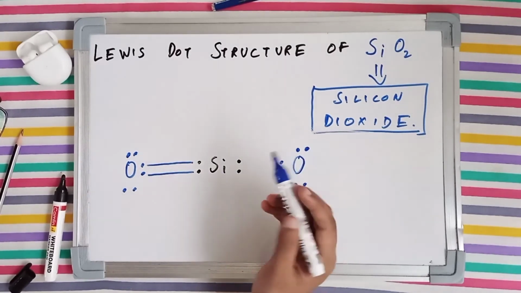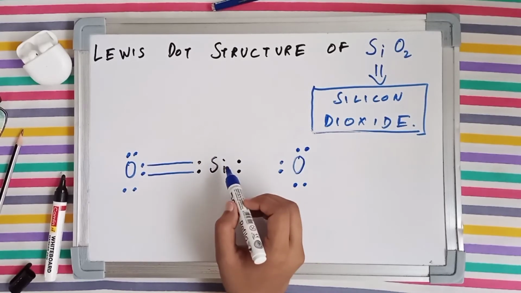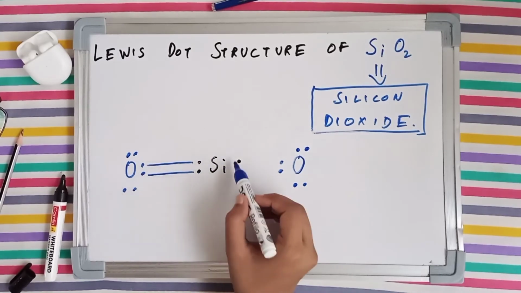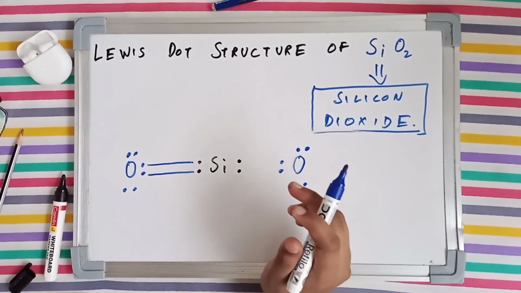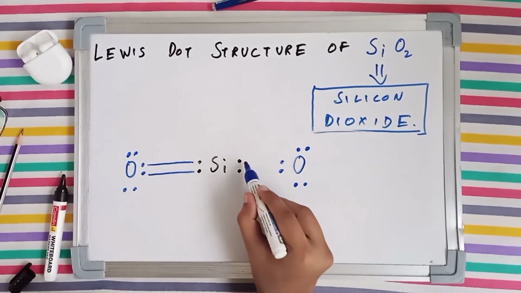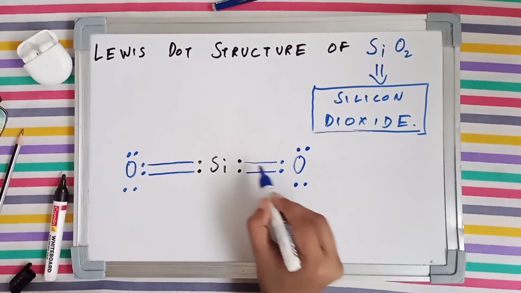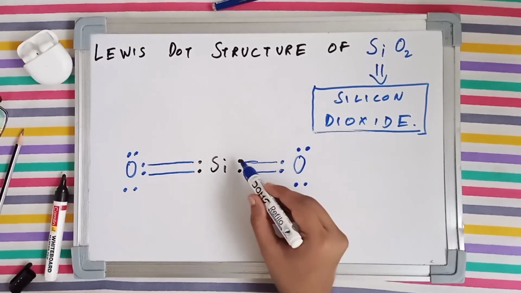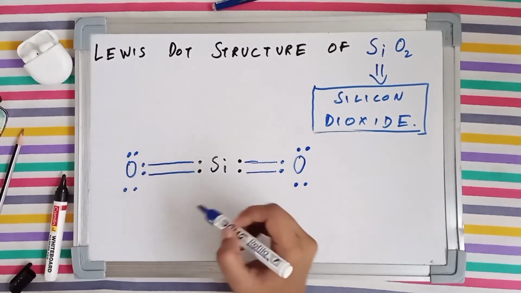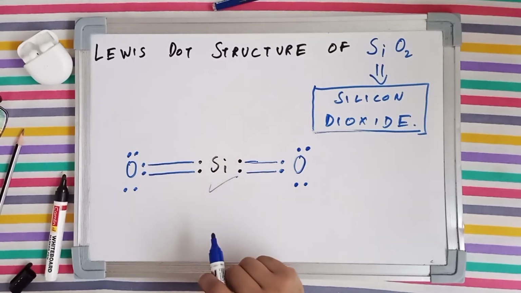Now let's count the number of valence electrons presently for silicon. It is 1 2 3 4 5 6. So we are still 2 electrons short for octet completion. So it is going to make another 2 bonds with the oxygen on the right side. And now if we count the number of electrons, 1 2 3 4 5 6 7 8. So silicon has completed its octet.